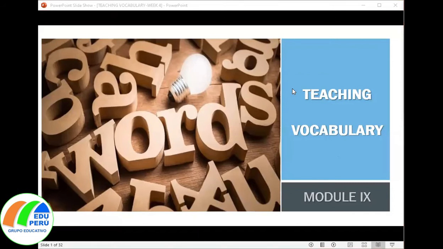So today we are going to continue with module 9, as you can see on the slide. I'm just getting to the end of this specialization program. Today we're going to finish this module related to teaching vocabulary. This is the second part, because last session we were talking about this. We are going to start the class with feedback, a review about what we taught last week.